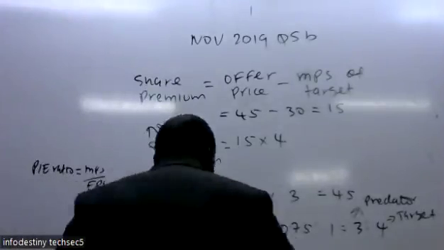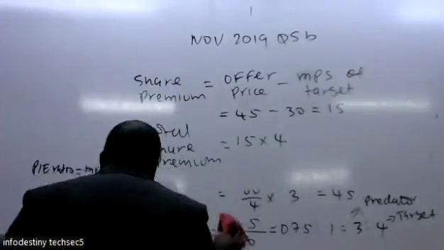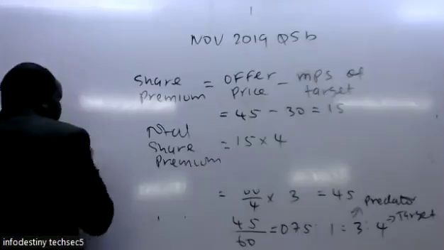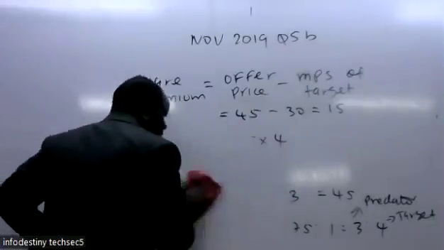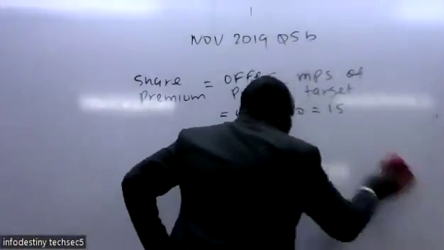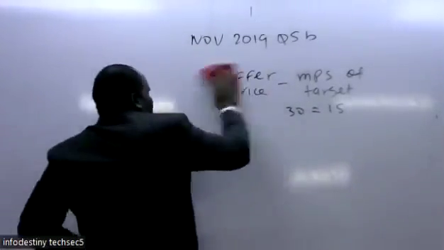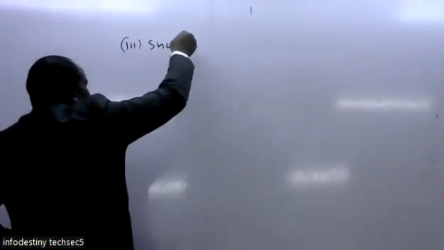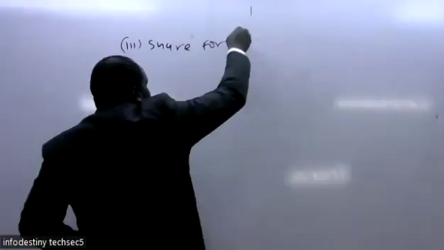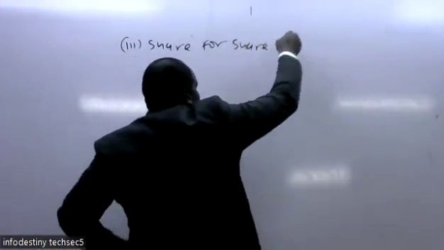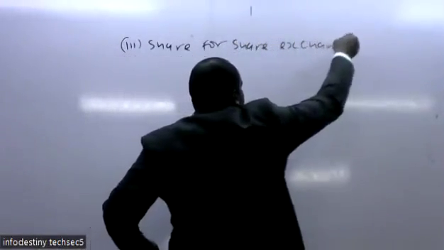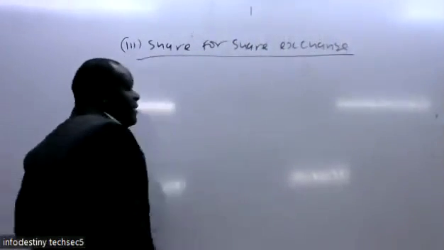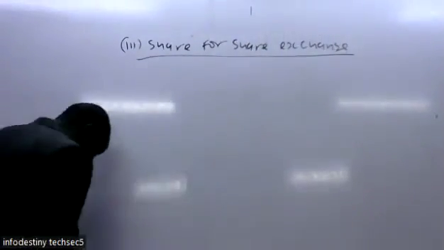When it comes to the share for share exchange in Roman letter 3, how do we get the earning per share of the predator at that portion?